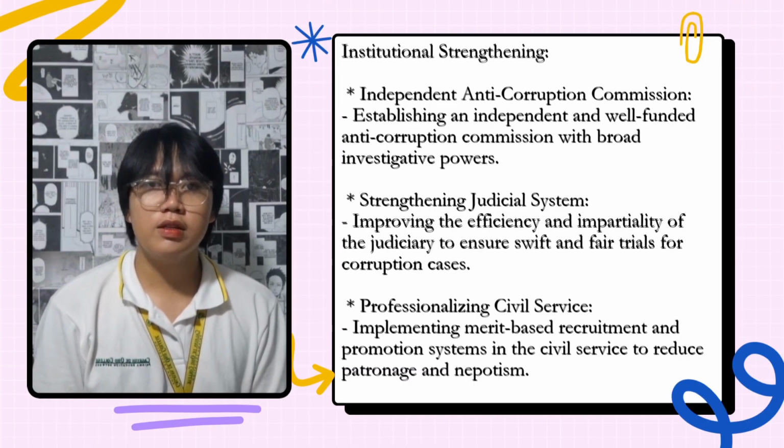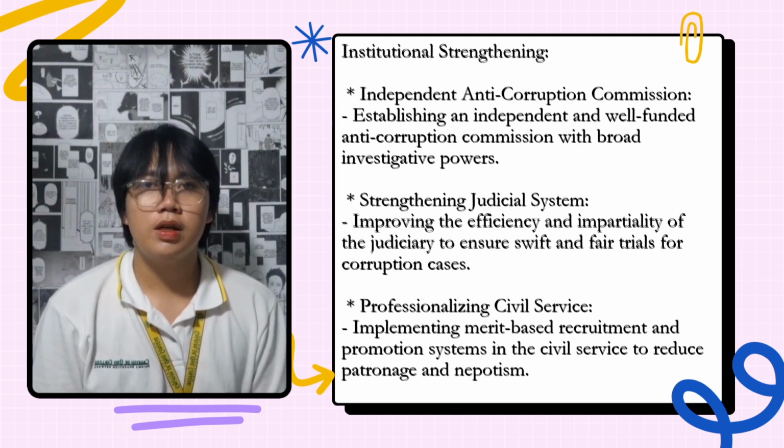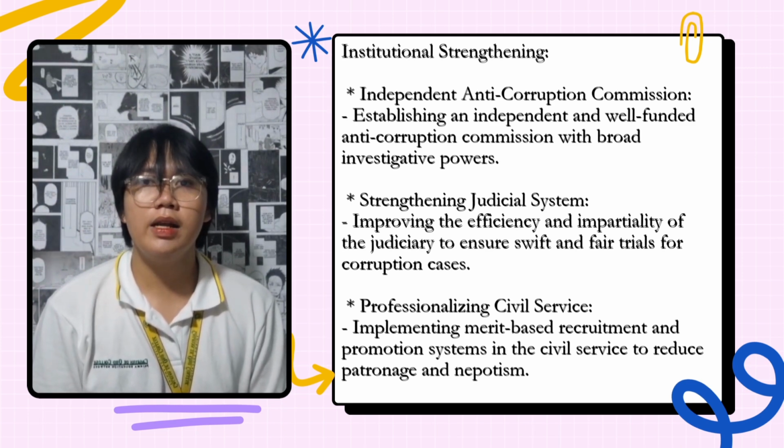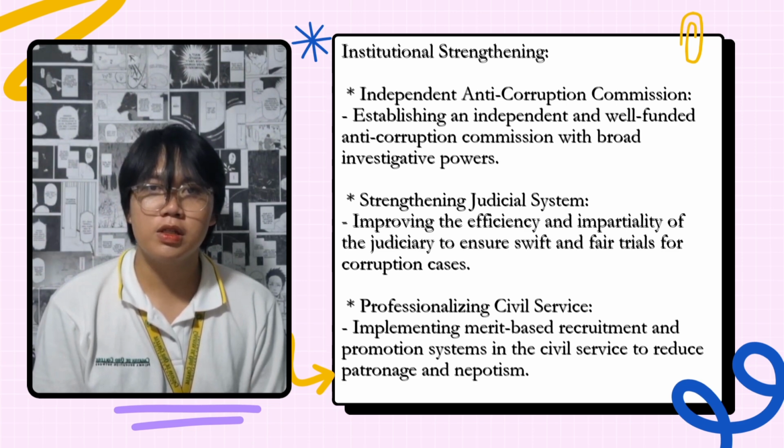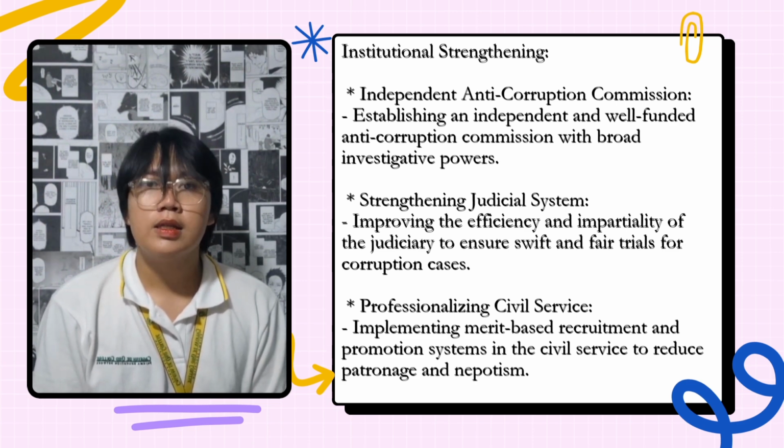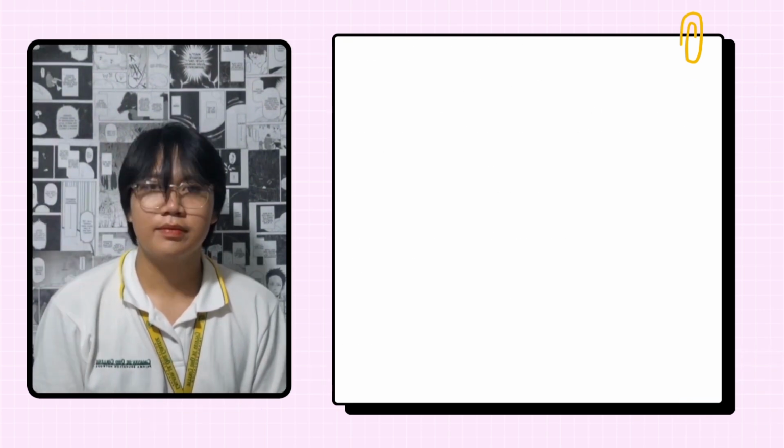Next is institutional strengthening. Under institutional strengthening, we have the Independent Anti-Corruption Commission. It means establishing an independent and well-funded anti-corruption commission with broad investigative power. Second is strengthening the judicial system. It means improving the efficiency and impartiality of the judiciary to ensure swift and fair trials for corruption cases. Third is professionalizing the civil service. It means implementing a merit-based recruitment and promotion system in the civil service to reduce patronage and nepotism.